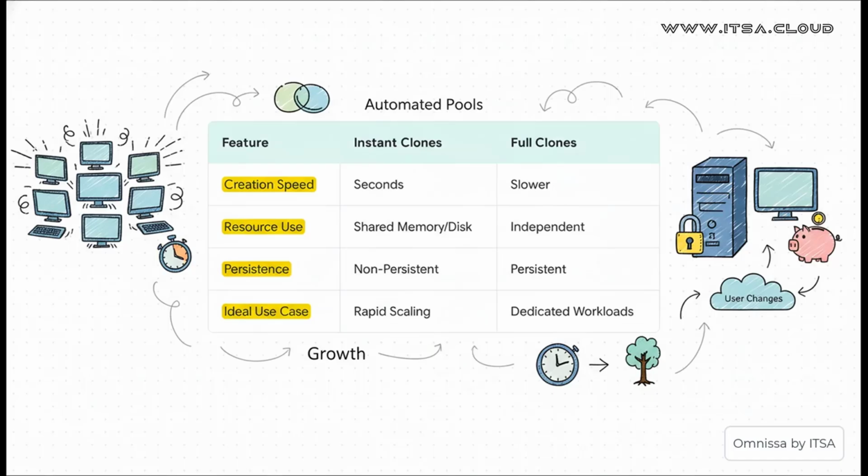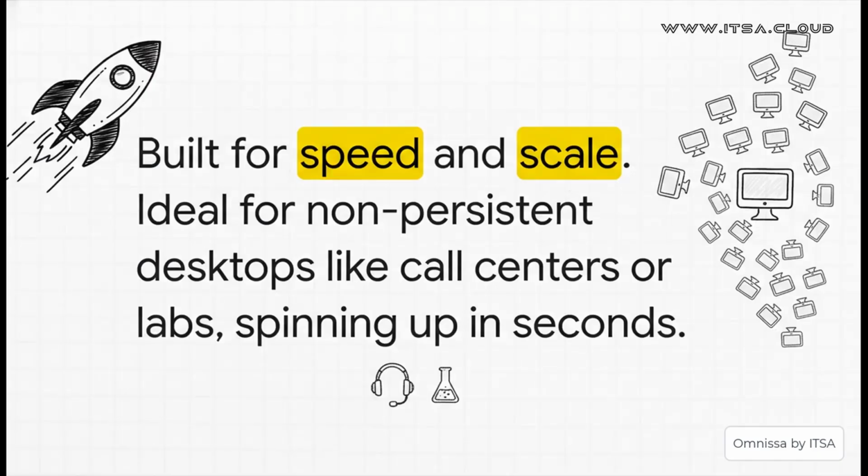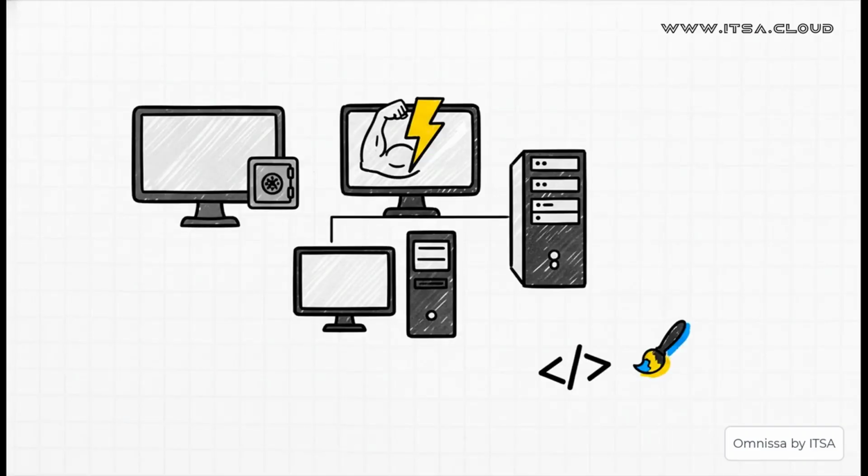On the other side, you have full clones. These are completely independent copies. They do take a bit longer to create, and they use more resources, but they're persistent. So a user's changes and files are saved, just like on a regular physical computer. So just think about what this means for you. If you've got a call center, a computer lab at a school, or really any scenario where you need to give users a fresh, clean desktop every single time they log in, instant clones are an absolute powerhouse. Full clones, on the other hand, are for your power users. We're talking about developers, graphic designers, maybe executives, anyone who needs their own dedicated, personalized machine that just works. Their environment is their own, but you still get all the benefits of managing it centrally. It's the best of both worlds.